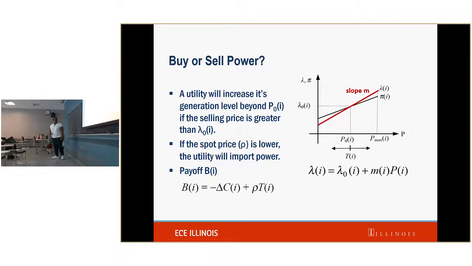And so the payoff is just that change in power versus the price of electricity plus T_i, which in this case will just be the transaction. So how much power they're either selling or buying from the market.